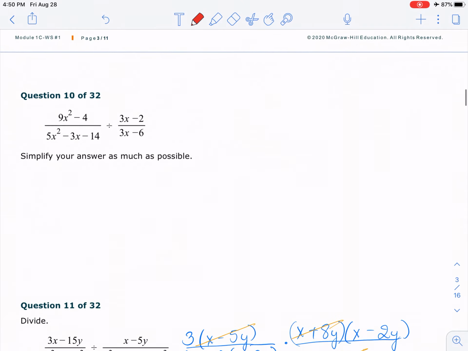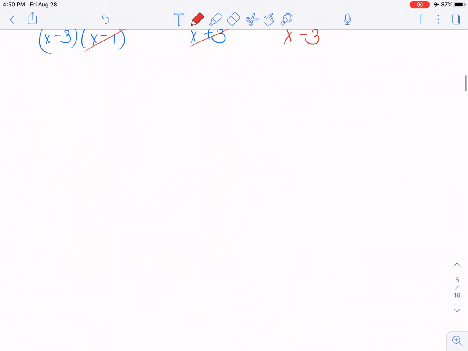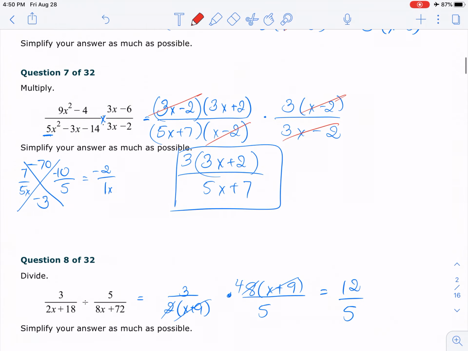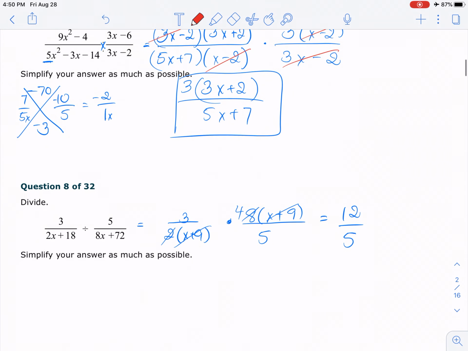All right, so moving on to number 10, same thing, right? Like I mentioned earlier, this problem is probably a little bit harder only because the factoring part is harder. So we have 3x plus 2 and then 3x minus 2. And then earlier we know that factor. I'm going to just copy it, which is 5x plus 7 and x minus 2.